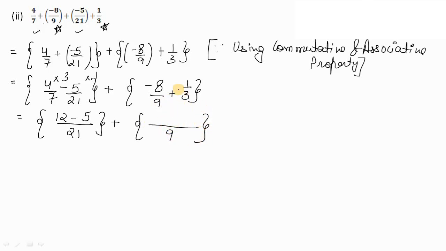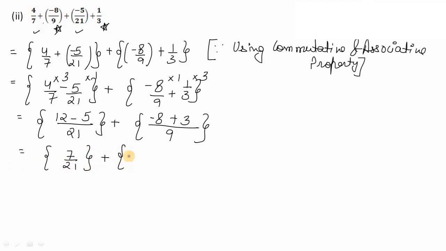9 comes in the table of 9 at 1. So it will be minus 8 into 1, which is minus 8 plus. Now 9 comes in the table of 3 at 3. So 1 into 3 is 3. Now you need to subtract 12 minus 5. So 12 minus 5 is 7 by 21.